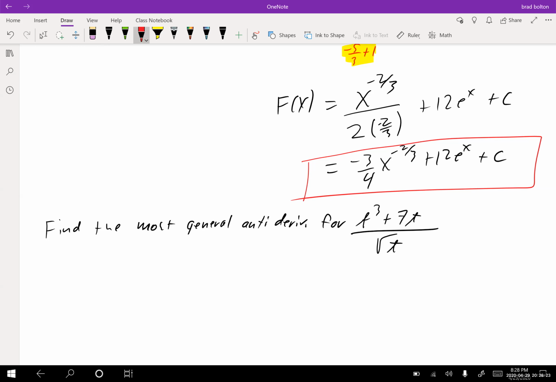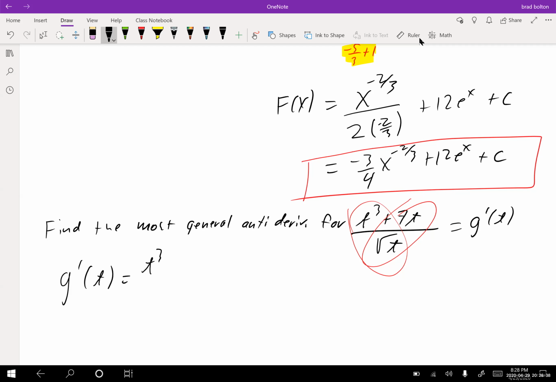So remember, when in doubt, do algebra first. Okay, so I'm going to split this as 2 separate fractions. So this is g prime of t. So then g prime of t is really t cubed over, you know what, I'll write it as a power, t to the 1/2, plus 7t over t to the 1/2. But that's really t to the 3 minus 1/2. That would be what, 5/2? Plus, that would be 7t to the 1/2.